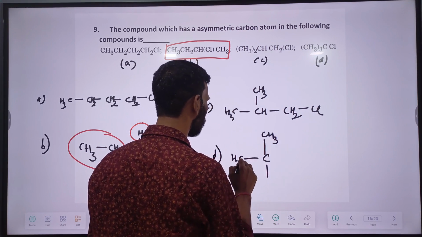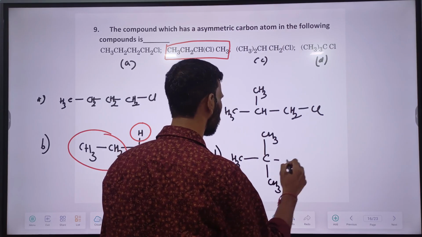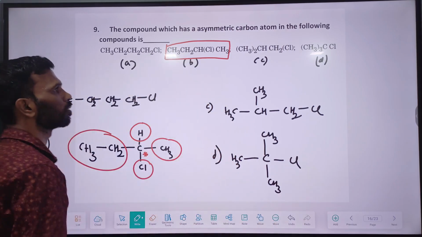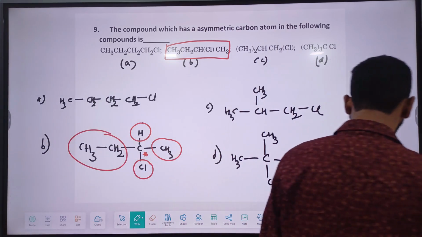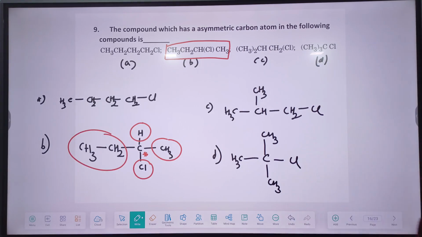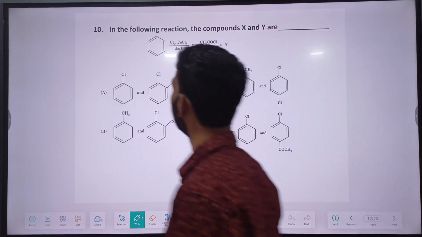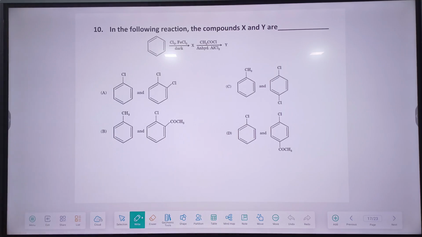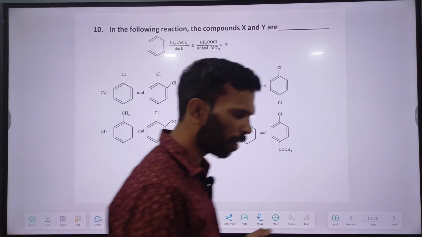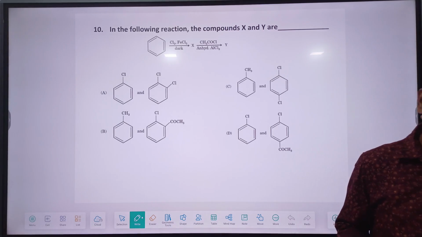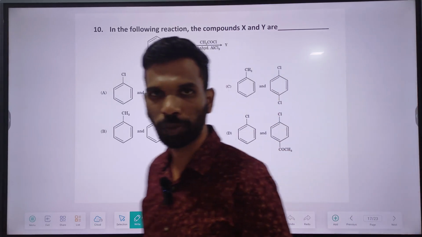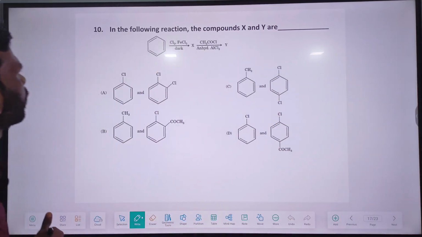CH3, CH3, CH3 and Cl. So the answer is this one. I think this was the year 2022 where the question paper was totally MCQ. Many MCQs we are getting over here.